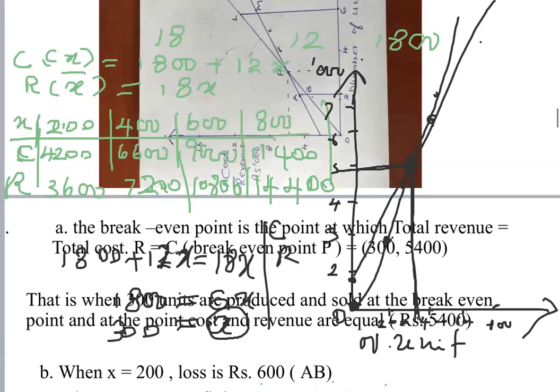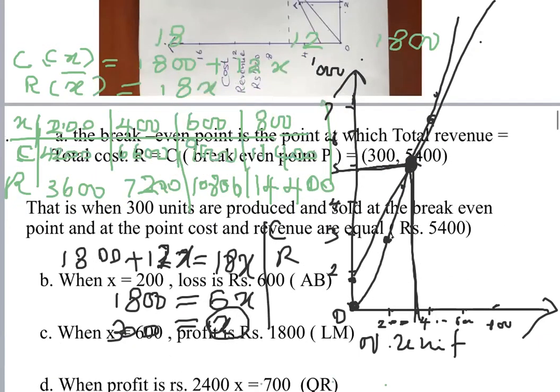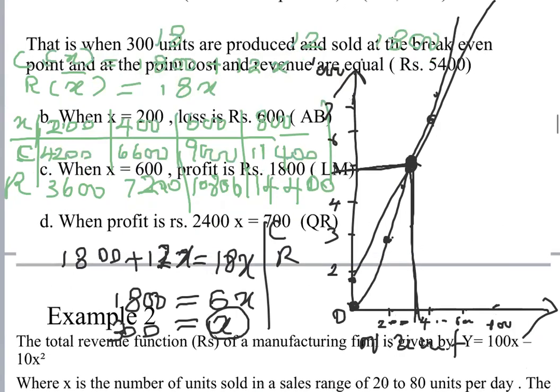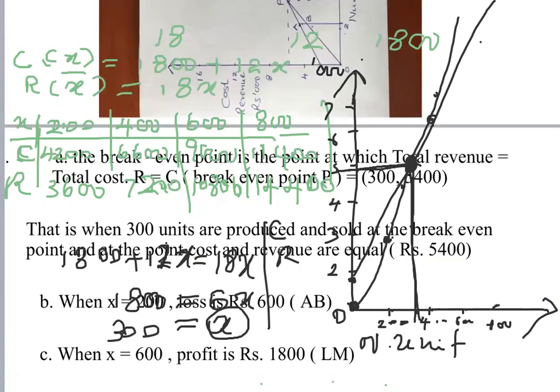Then the second question is asked, right? You can get the total revenue function or the cost at the break-even point. Anyway, I will explain how. The second question, B, is asking: when x equals 200, what's the loss?